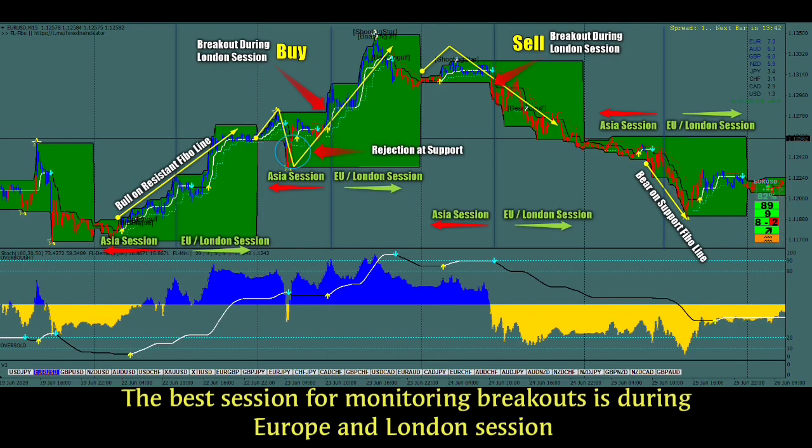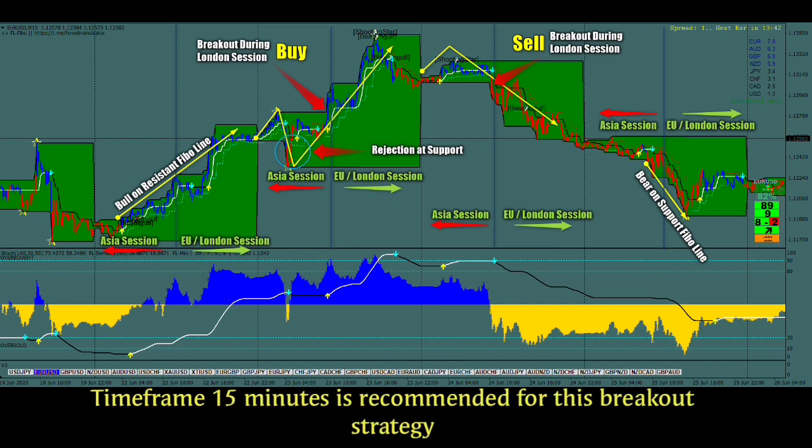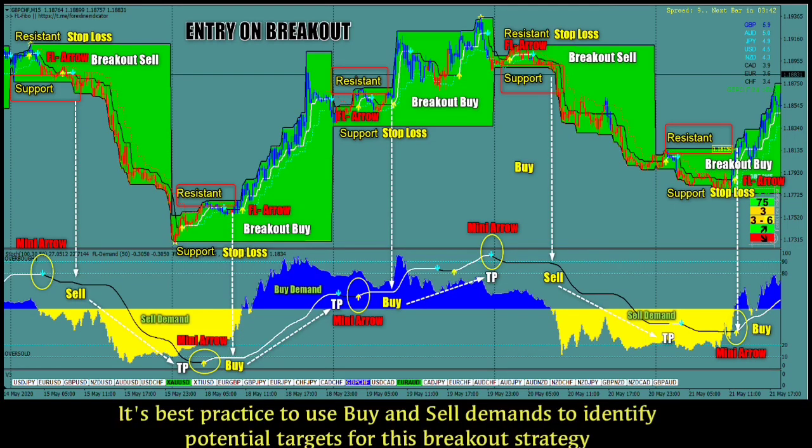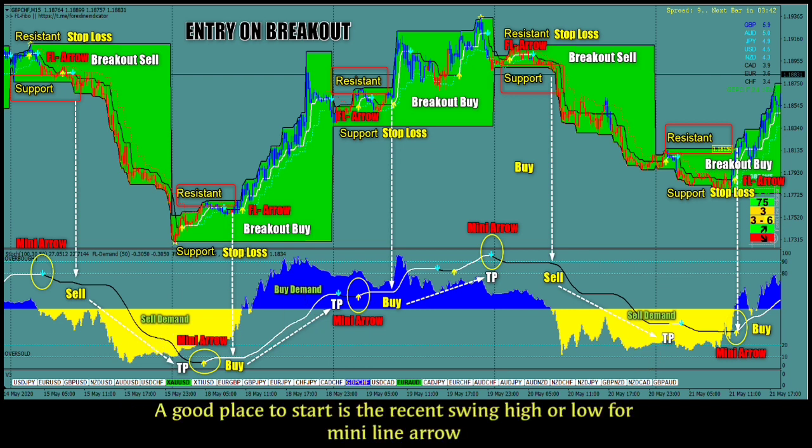The best session for monitoring breakouts is during the Europe and London session, and the 15 minute time frame is recommended for this breakout strategy. It's best practice to use buy and sell demands to identify potential targets for this breakout strategy. A good place to start is the recent swing high or low for the mini arrow.